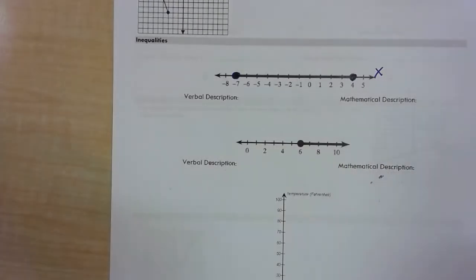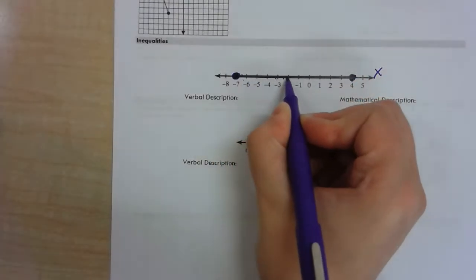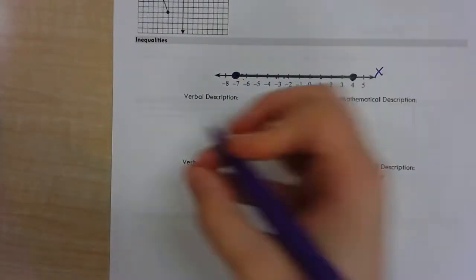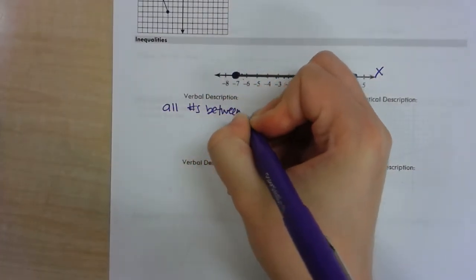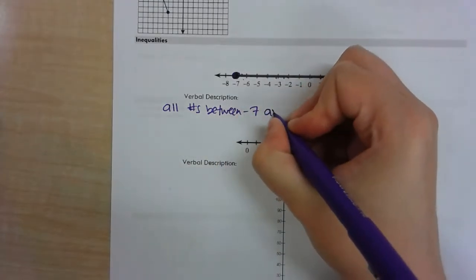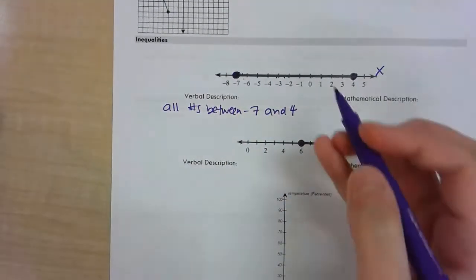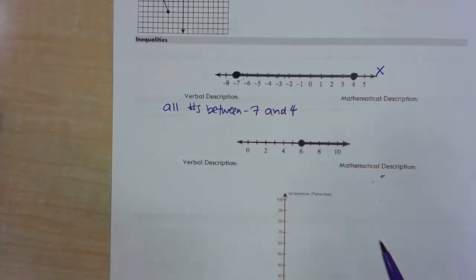So my verbal description, I know that this solid line means that all these points are filled in. So this means all numbers between -7 and 4. So it's going to be all numbers between -7 and 4.